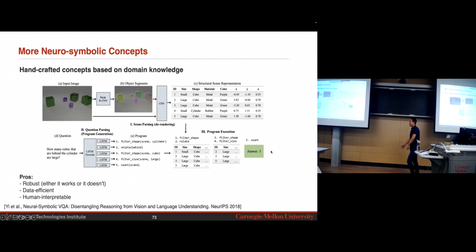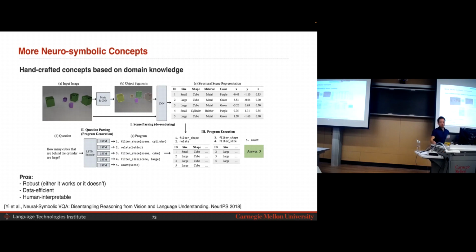And these are all good. Like you can see immediately the pros, right? It's robust. Either it works or it doesn't. If it doesn't work, you can look at, oh, did I mess up detecting the cylinder? Did I mess up detecting my position? Did I mess up parsing the program? You know exactly where it doesn't work. It's typically more data efficient because you're using so much prior knowledge, and it's super interpretable.